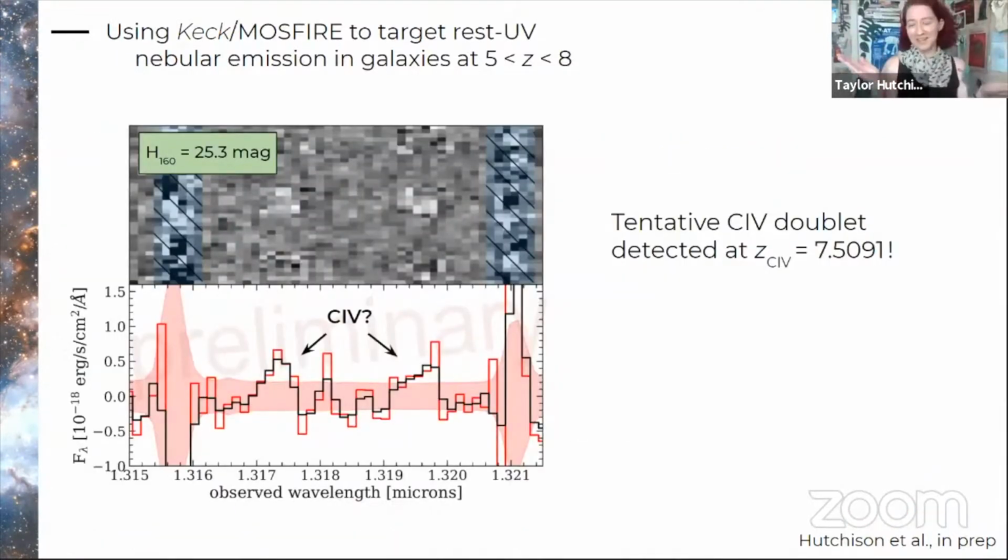We have a carbon-4 detection at redshift 7.5, which I am way too excited about. It's really cool. You can see we've detected both parts of the doublet. What you're seeing here is MOSFIRE 2D spectra on the top with this very faint detection. You can see the negative traces.